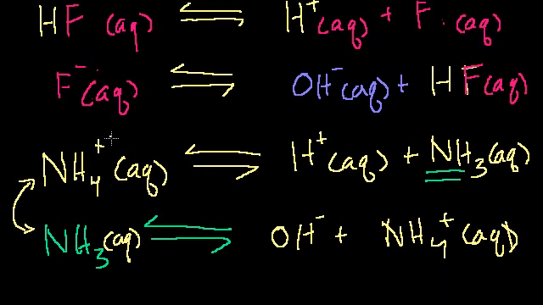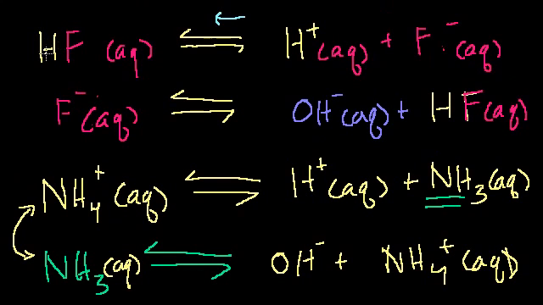Ammonium is a weak acid. Ammonia is a weak base. And what's the difference between the two? Just an H, right? And hydrofluoric acid is a weak acid. Just a fluorine anion, a negative fluorine, is a weak base. And what's the difference between the two? They're just a difference of a hydrogen.